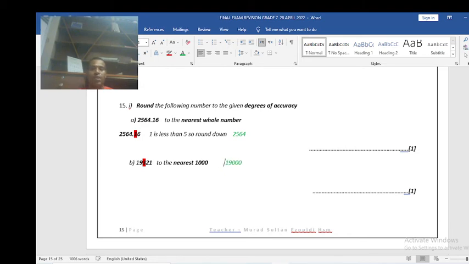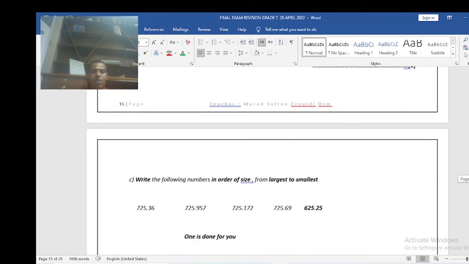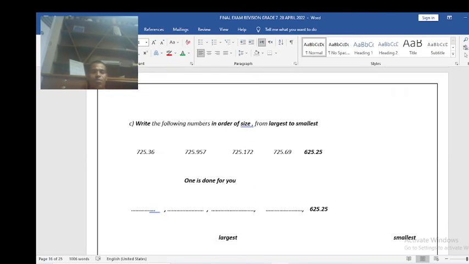Okay. So this is the correct answer. The correct answer is 19,000. The next one, just a moment. For the second question, you are going to put some numbers in order of size, starting from the largest to smallest.